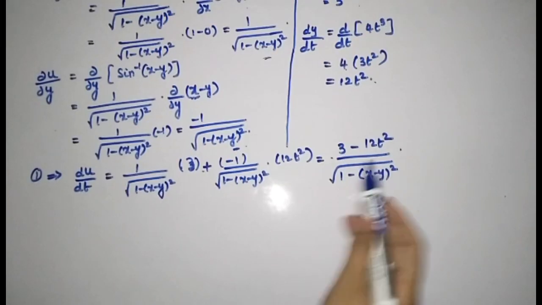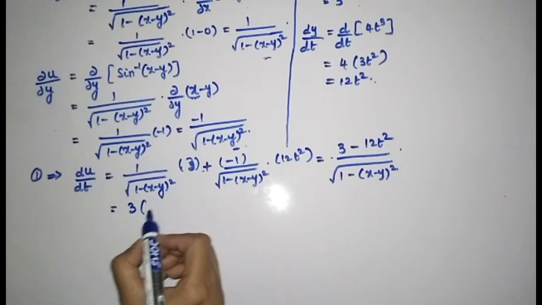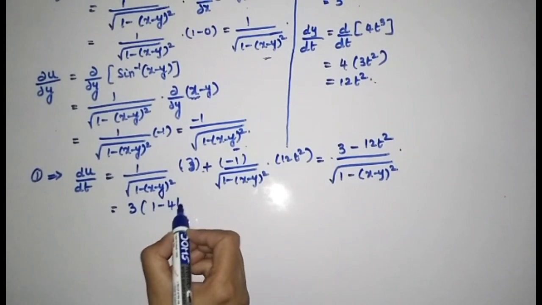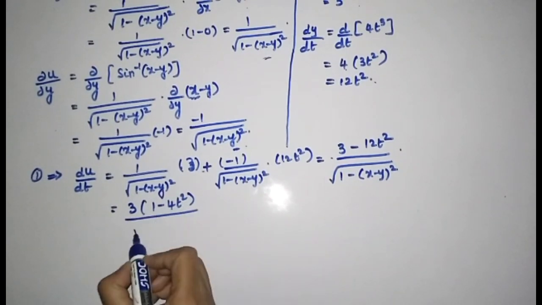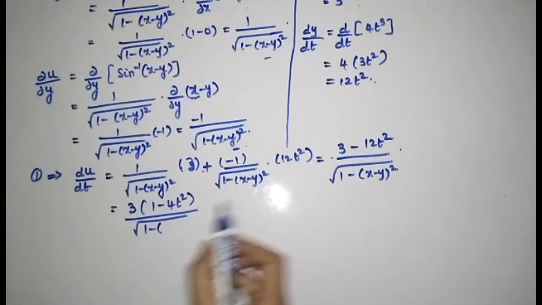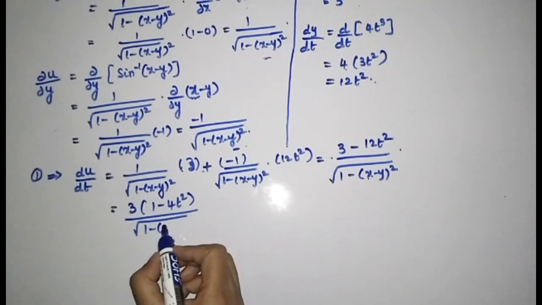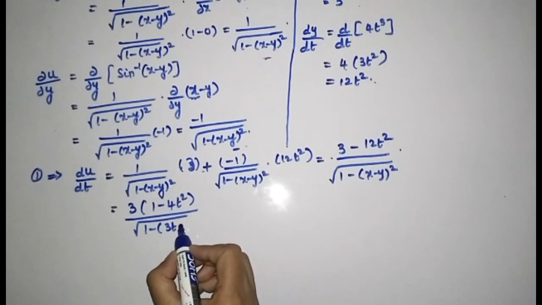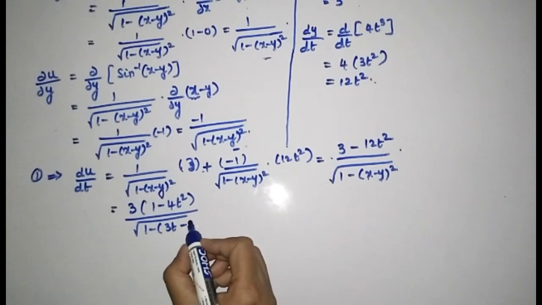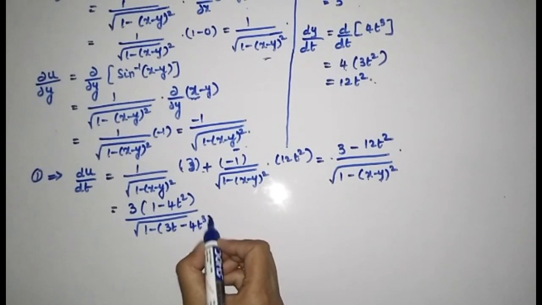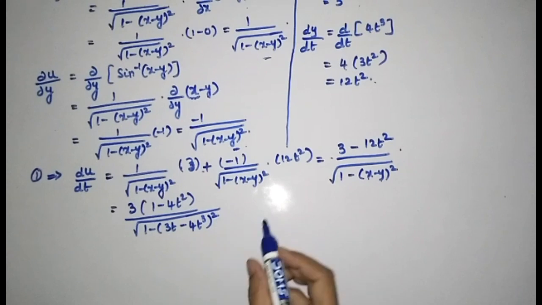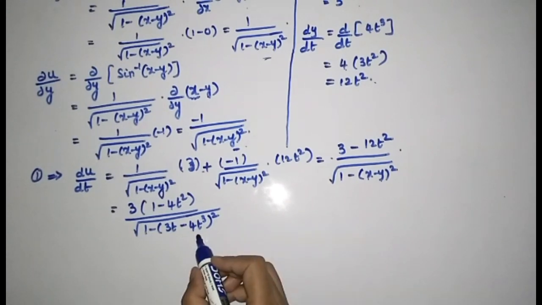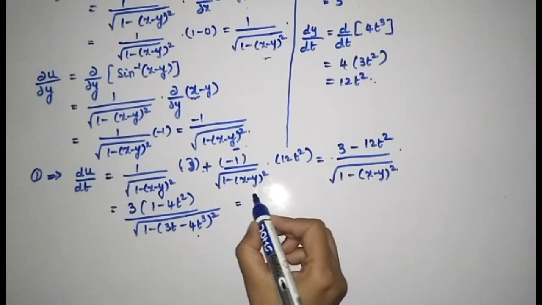Now taking 3 common in the numerator, we get 3 into 1 minus 4t square by square root of 1 minus... Substituting x is equal to 3t minus y is equal to 4t cube. Since x and y are given in the question, you have to substitute the x and y values here in terms of t.